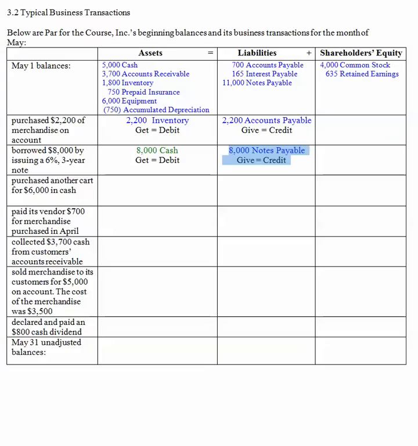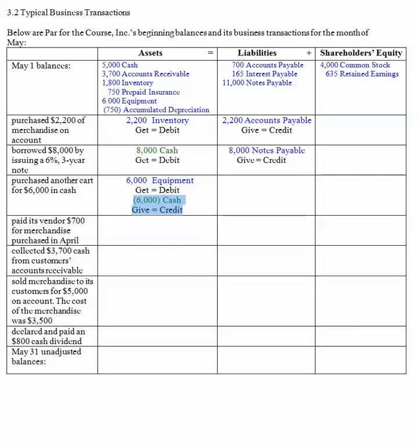Now, as far as the next one goes, you purchased a cart for $6,000 in cash. So what you get is a cart. So you're going to debit the equipment, and what you gave up was cash. So you're going to credit cash. Again, like before in modules 1 and 2, we saw that you can exchange one asset for another, and the accounting equation remains in balance.